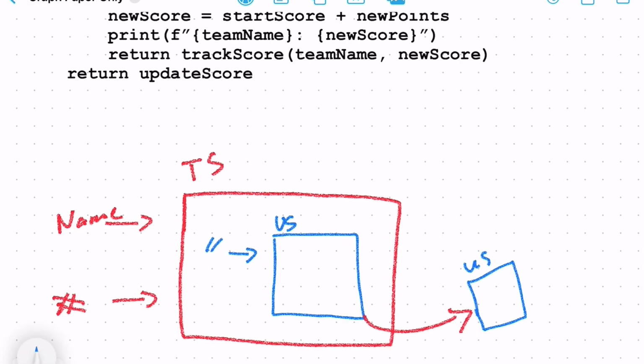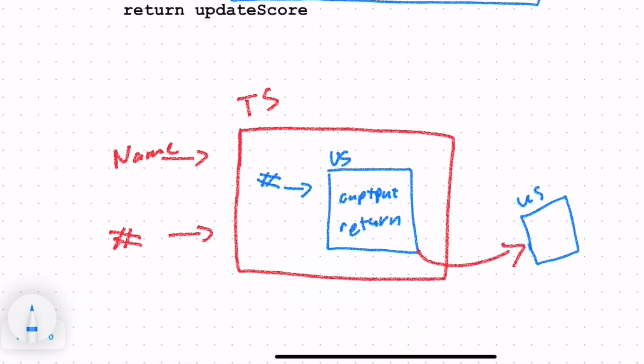So the input is just going to be a number, then we're going to do some code to it, and then we're going to output some result, and then we're going to return a value, and we're going to be returning track score and whatever that returns. To illustrate this, we can think of update score as returning another update score.